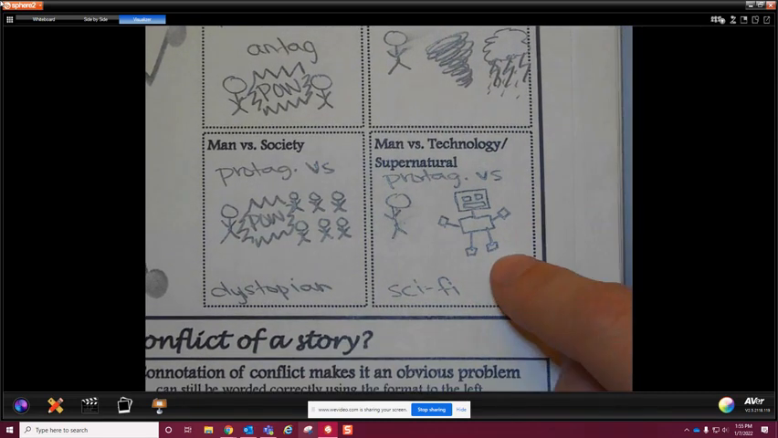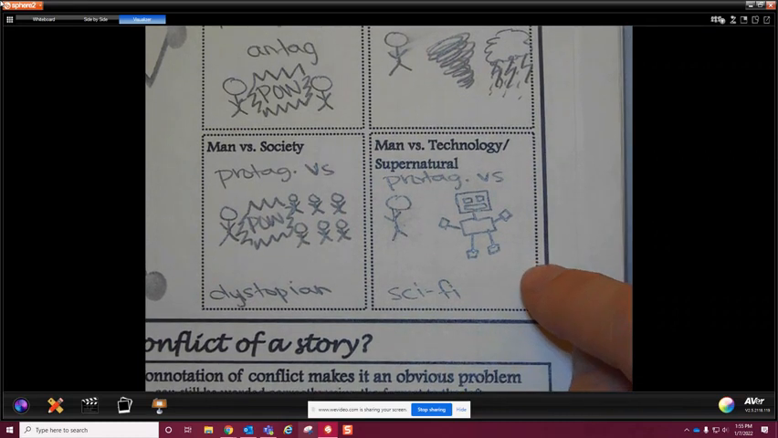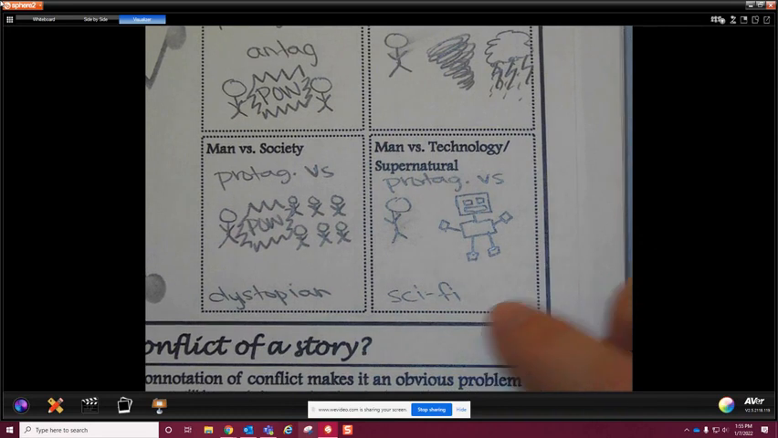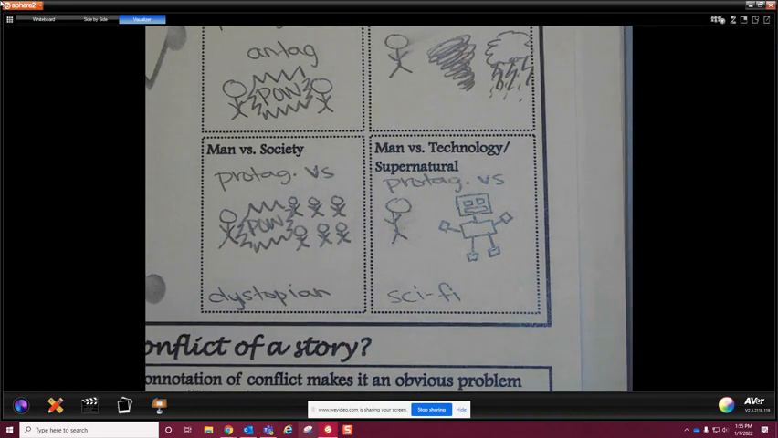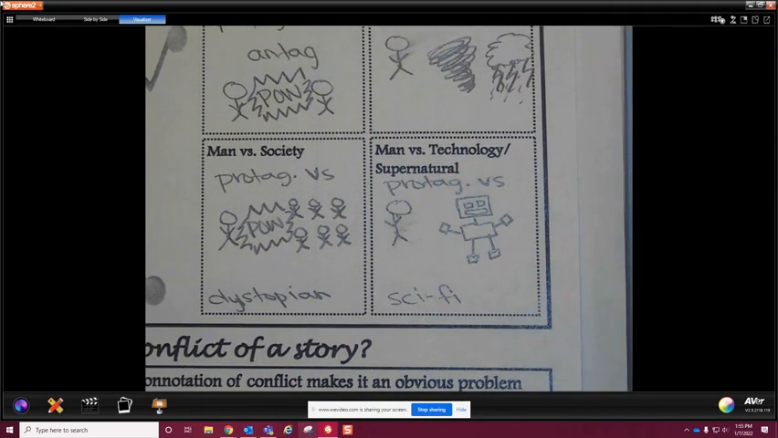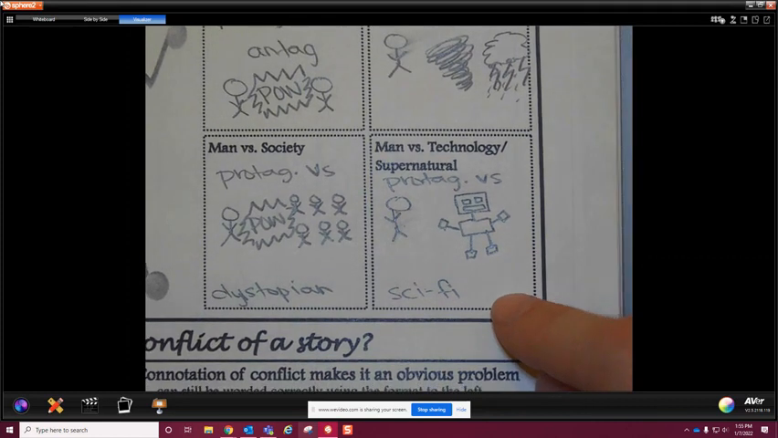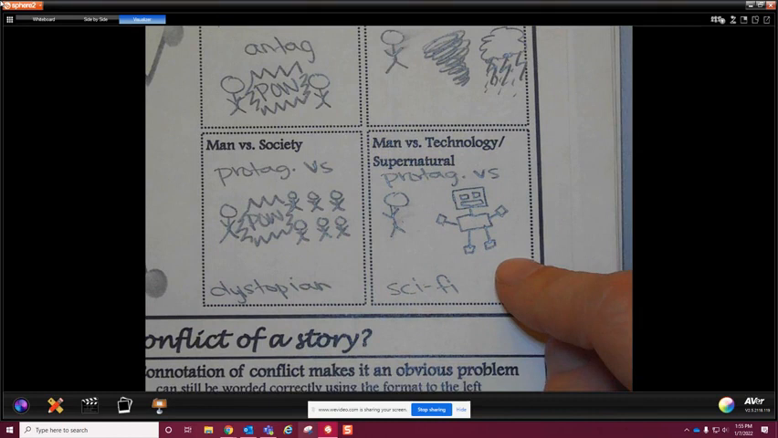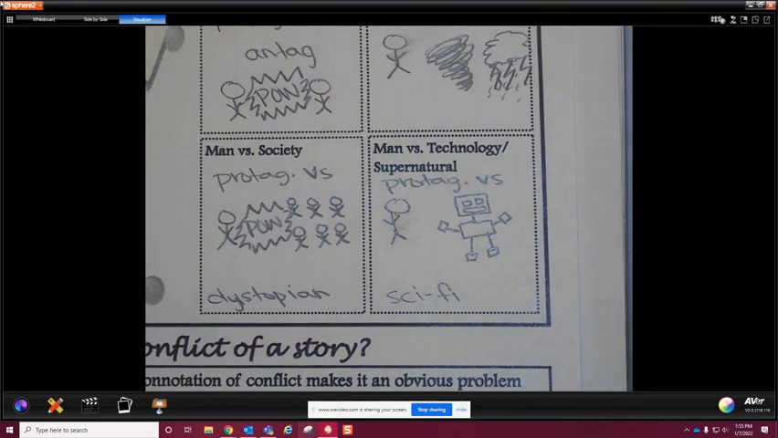Okay. Then you also have man versus technology or supernatural. I go with sci-fi on this one. I guess it could also go underneath, because it says supernatural, it could be a horror type thing too, because you have a ghost. But this is the protagonist versus that technology or versus whatever it is. Okay? All right, so you have those different types of conflicts.